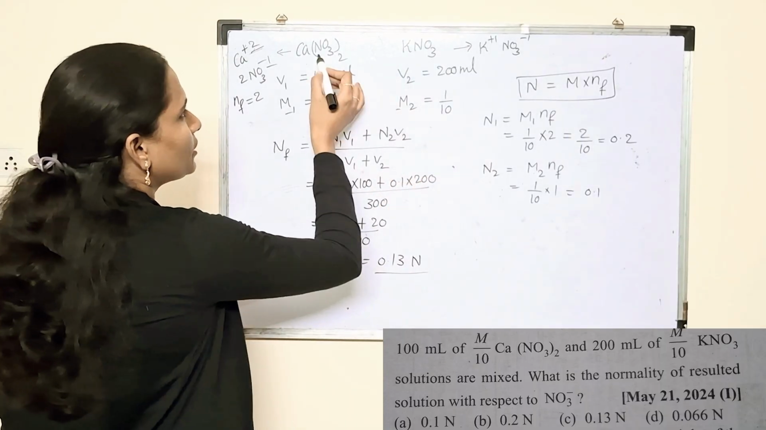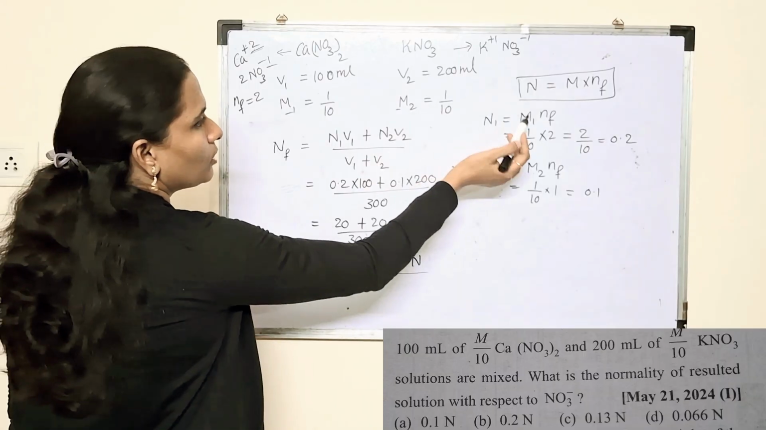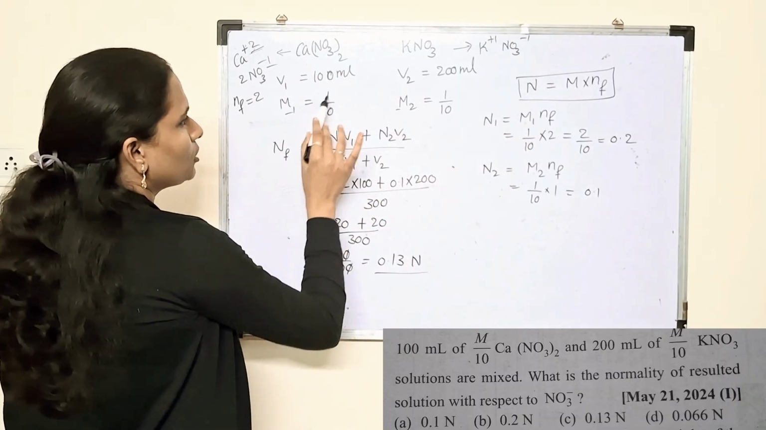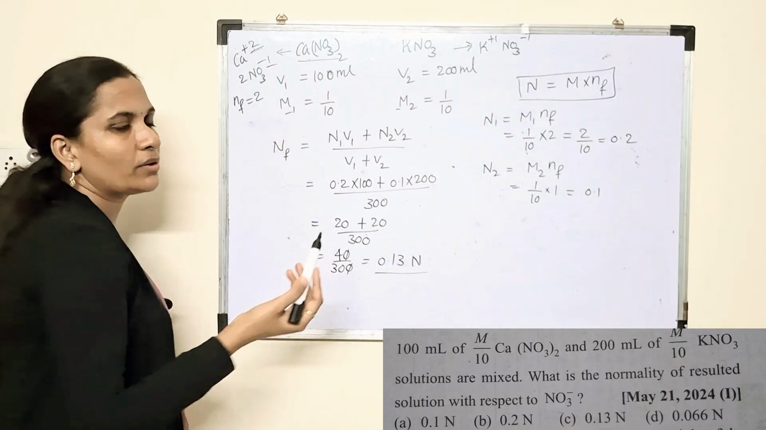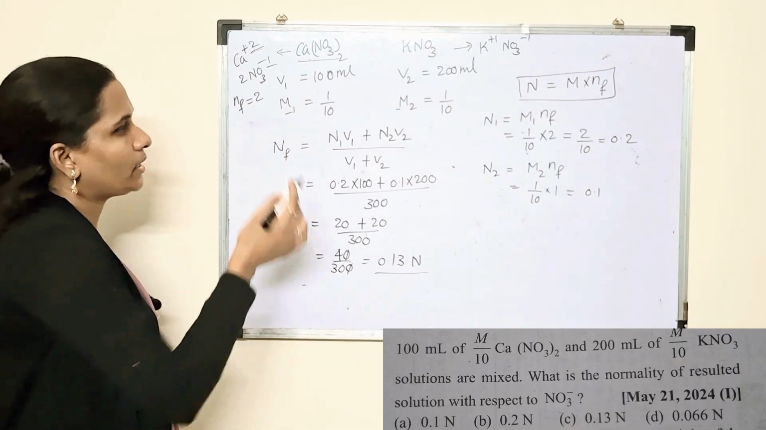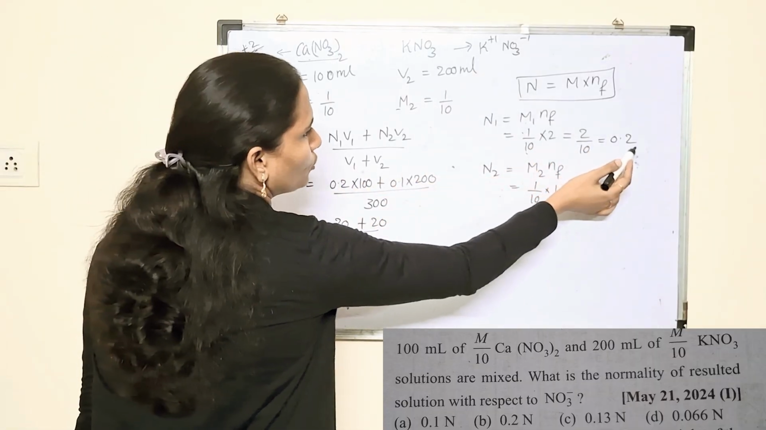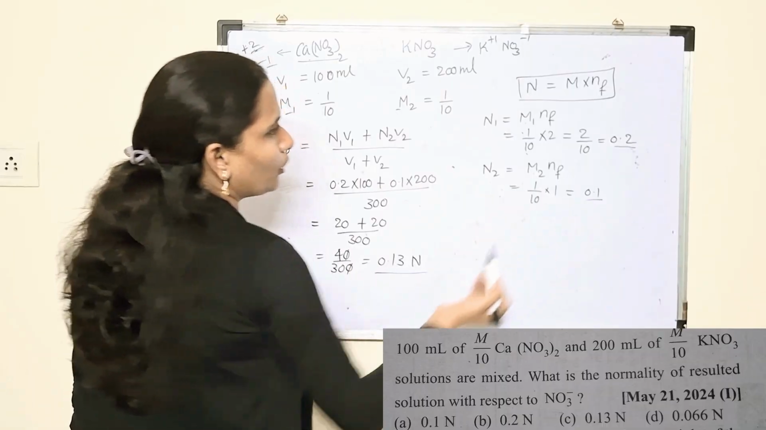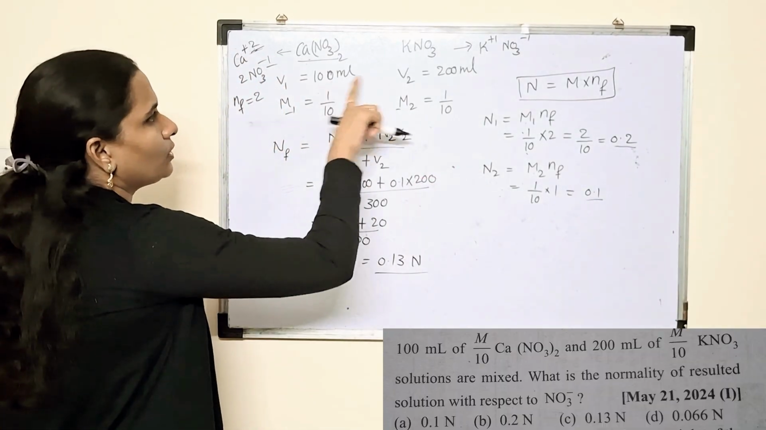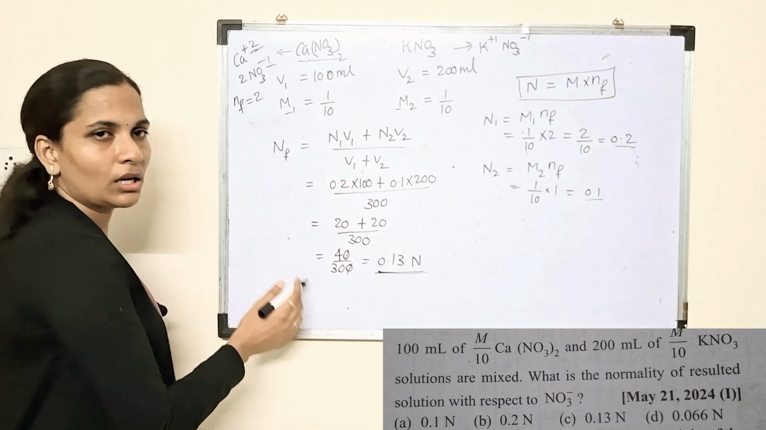So first of all calculate Ca(NO3)2 normality. That is the first solution, N1 equals M1 into N factor. M1 is 1 by 10. N factor, this is a salt, so for a salt the N factor is the charge on the cation or anion. Here the charge on the cation is 2. So totally N1 is 0.2, and N2 is calculated the same way. For KNO3 you will get 0.1. So if you substitute N1, N2, V1, V2, you will get 0.13 normality.